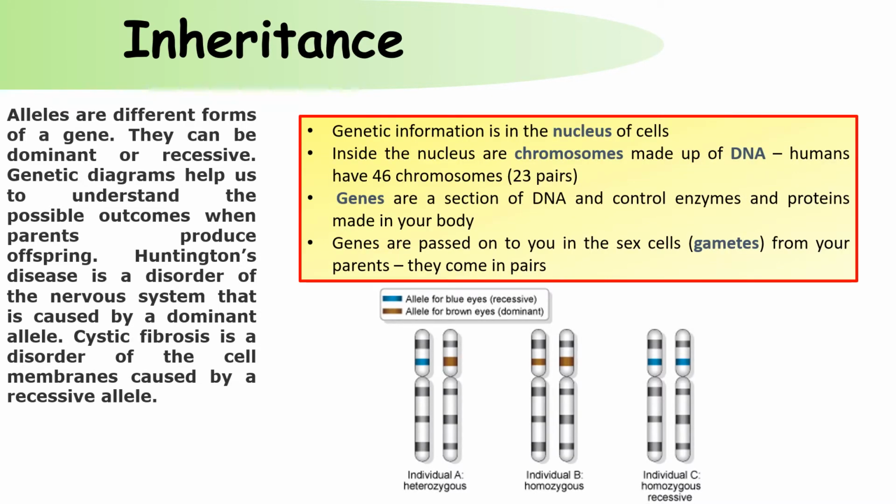Some key points to consider are that genetic information is in the nucleus of each cell. Inside the nucleus are chromosomes that are made up of DNA. Genes are small sections on the DNA and control enzyme production and protein production, and genes are passed to you in the sex cells or gametes of your parents.